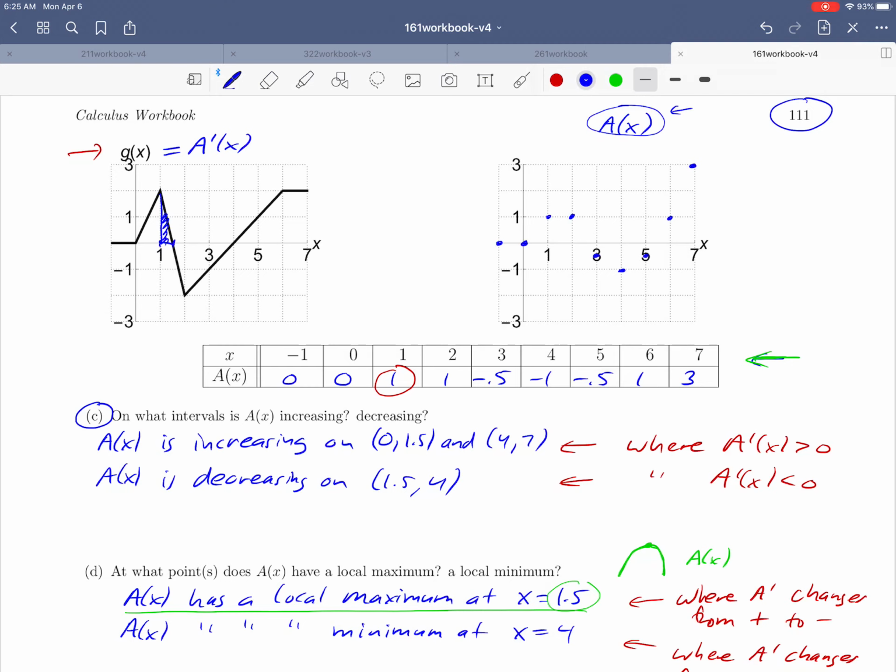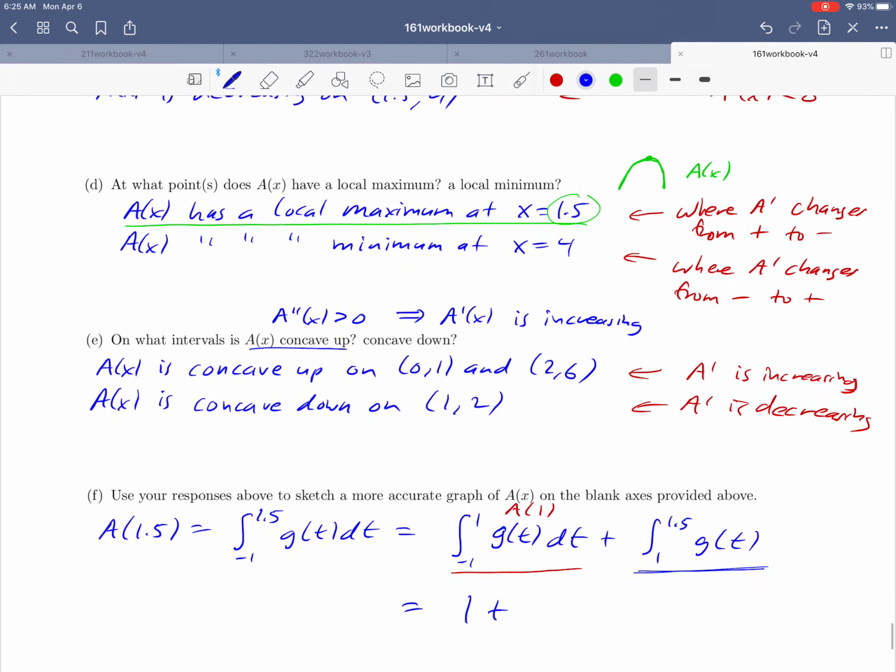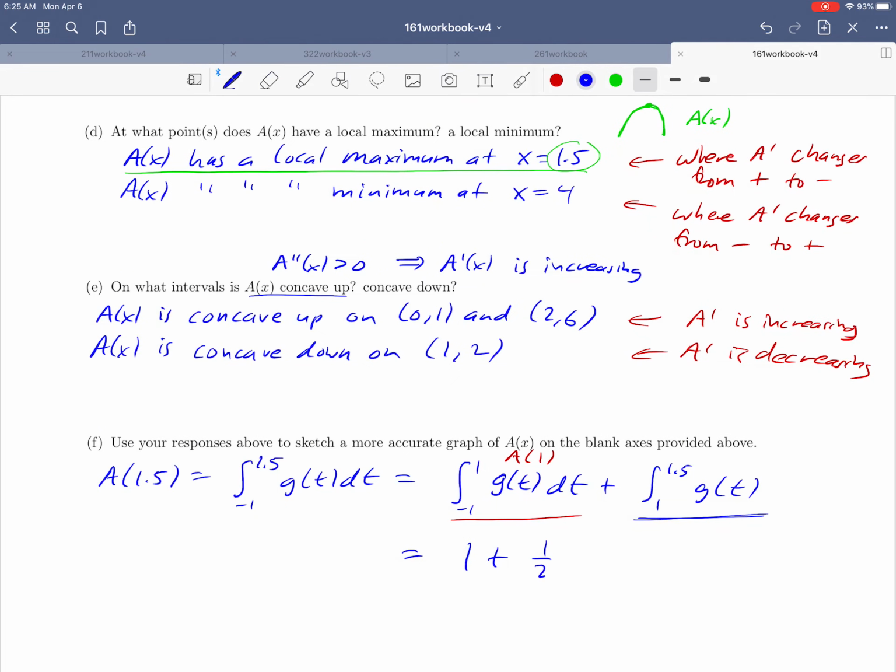Well, if you look carefully, the base of that triangle is a half, and the height is 2. So if we use 1/2 base times height, we can figure out what the area of that is. You can do that arithmetic and notice that we're just going to get 1 plus a half, which is 1.5 out of that.